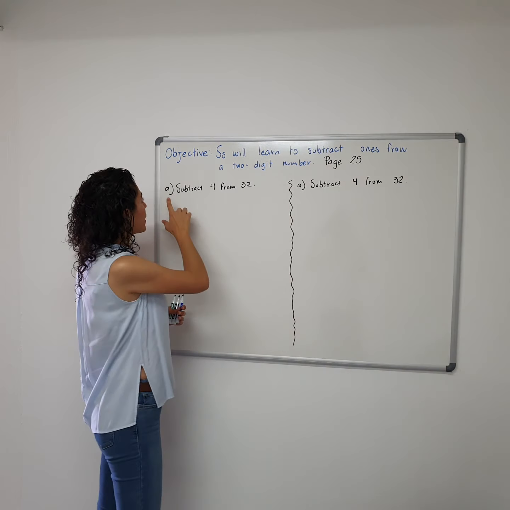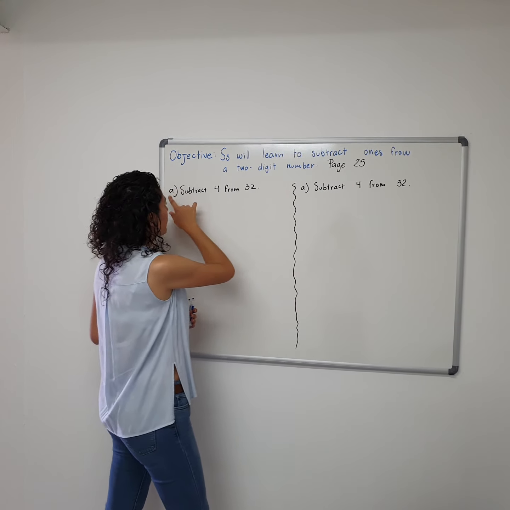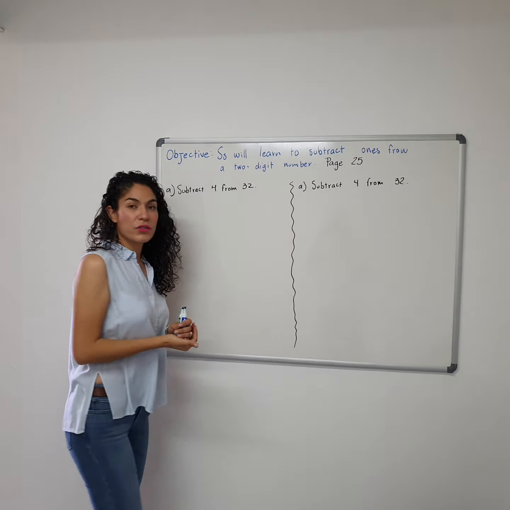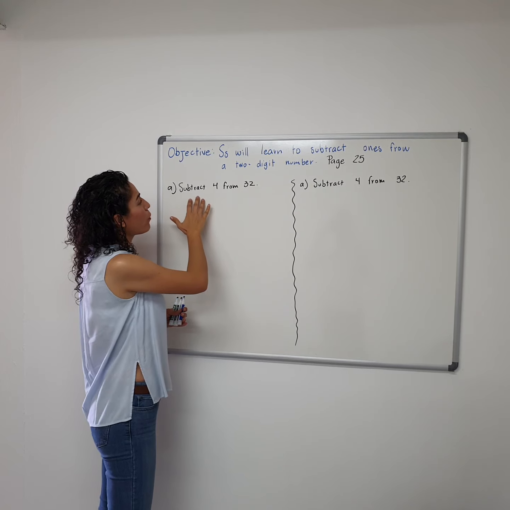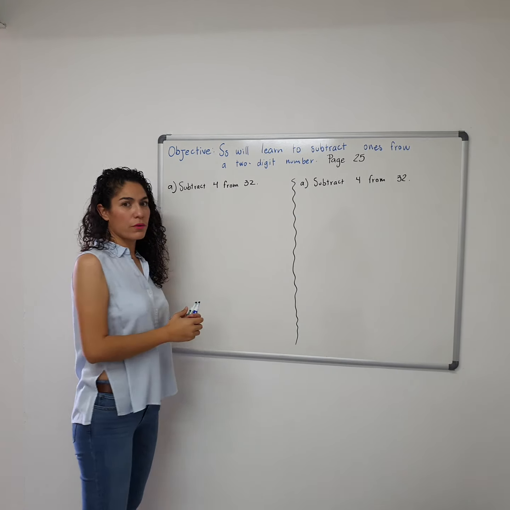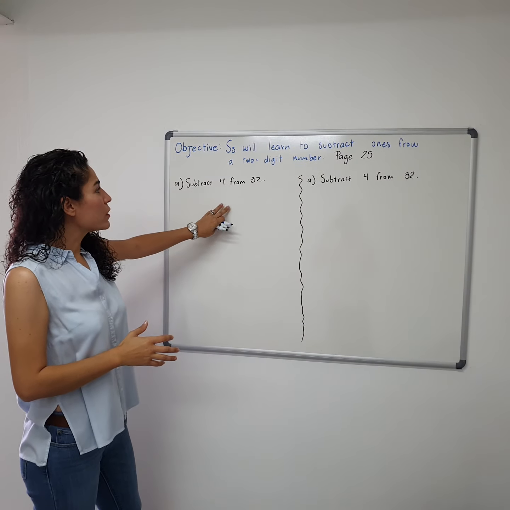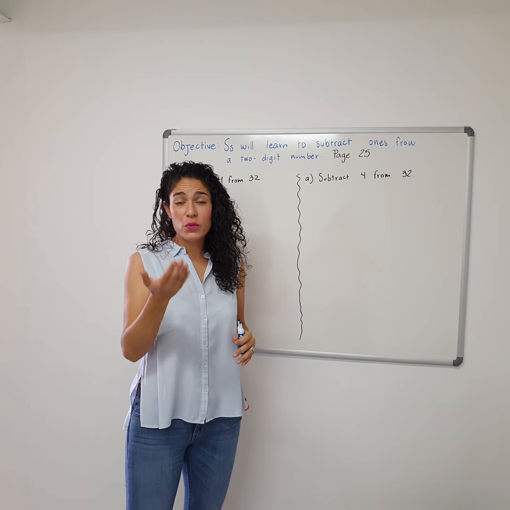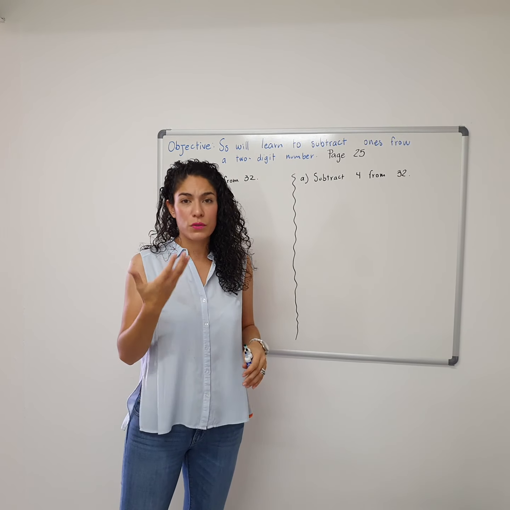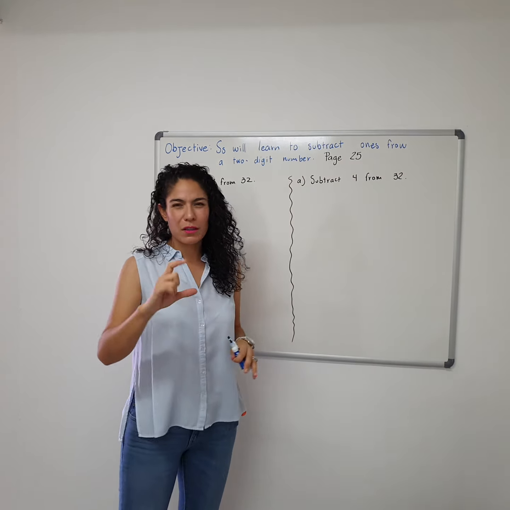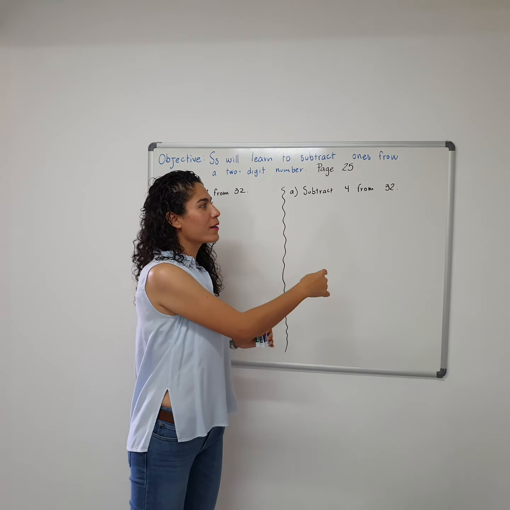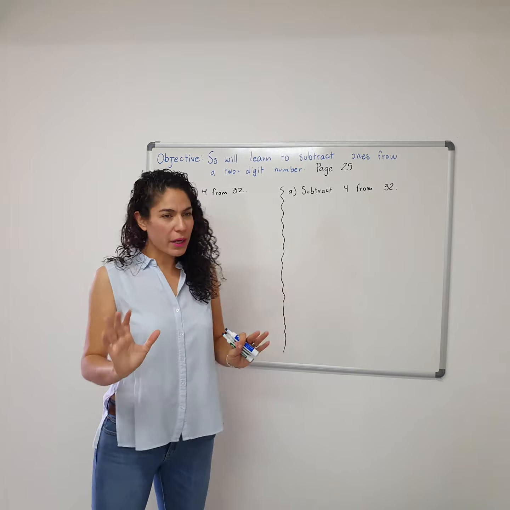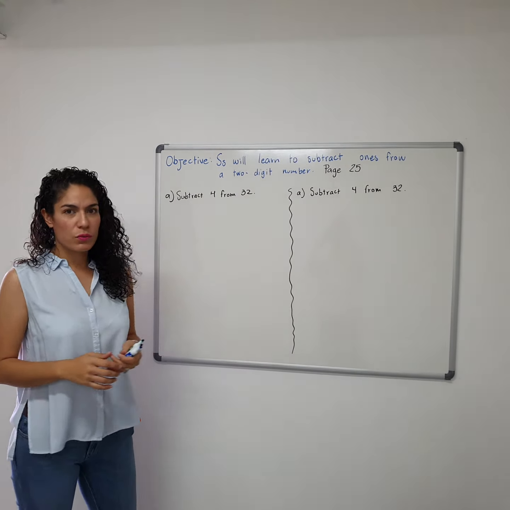As you can see, I have the same example. That is exercise A. And this one is asking us to subtract 4 from 32, okay? I'm going to start teaching you the first method. This one is the one that the book is telling you to use. And the second one is a little bit different. I think some of you will choose the second one because it's easier, but still, we need to learn how to do this one, okay?